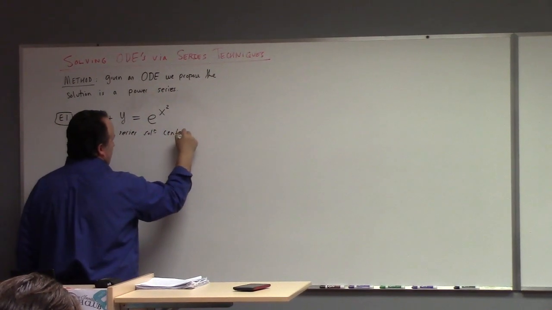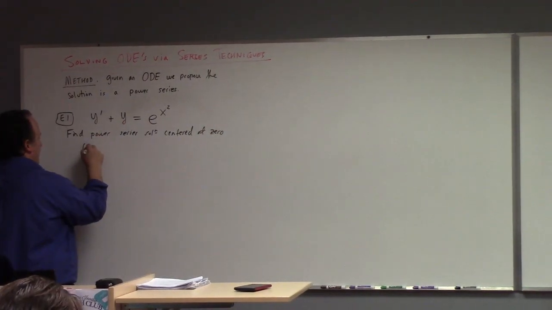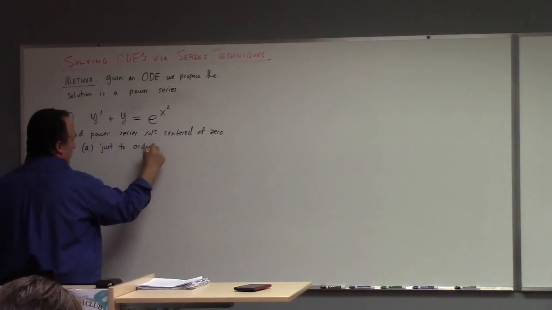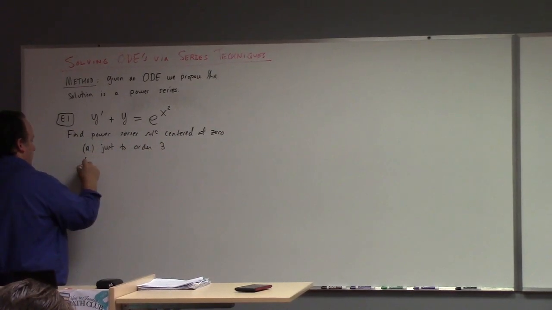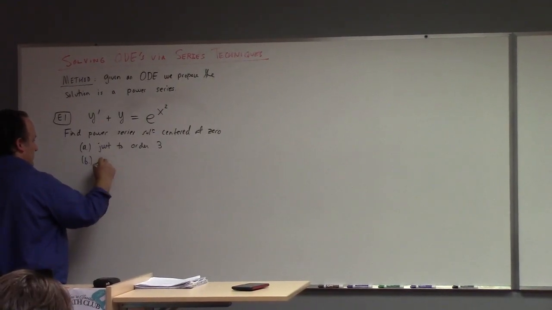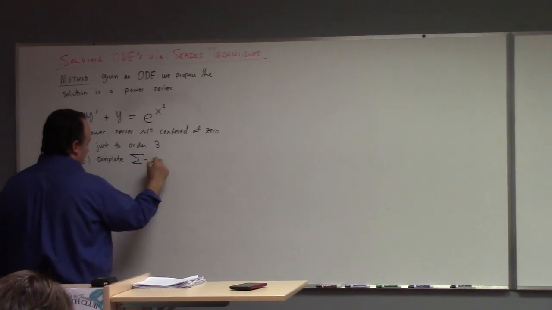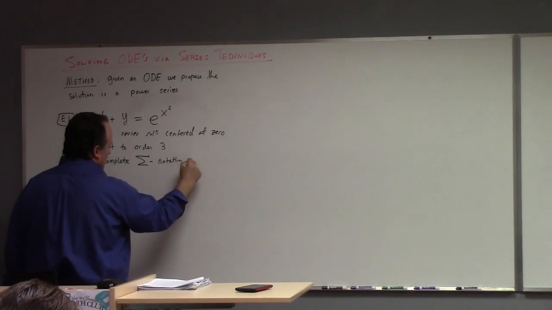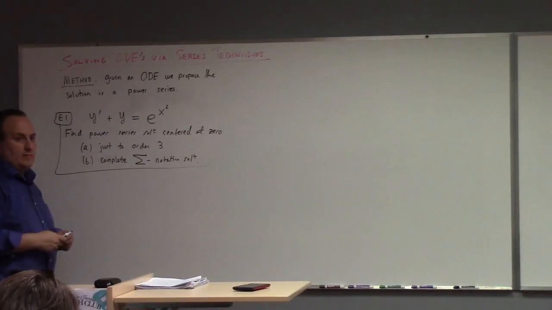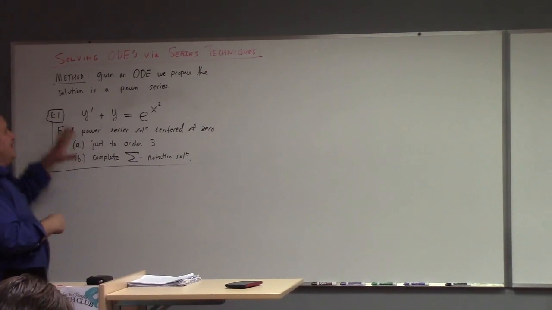Centered at 0, all right? And I'll do it two ways. Part A, just to order 3. And part B, the full complete solution, complete summation notation. All right? That's the problem.